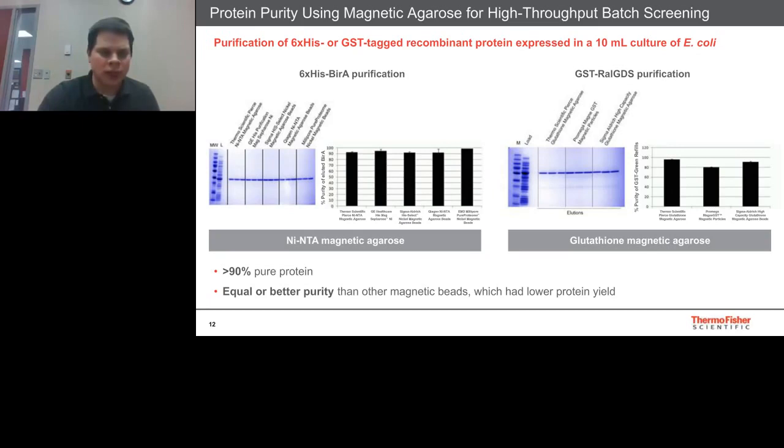HIS-tagged BirA biotin ligase and GST Green Renilla were purified with various magnetic bead supports following manufacturer's protocol, and equal amounts of eluted protein were separated by SDS-PAGE and assessed for purity. The Pierce nickel NTA magnetic agarose beads resulted in greater than 90% pure protein for HIS-tag purification, and glutathione magnetic agarose beads resulted in greater than 95% purity for GST fusion proteins.